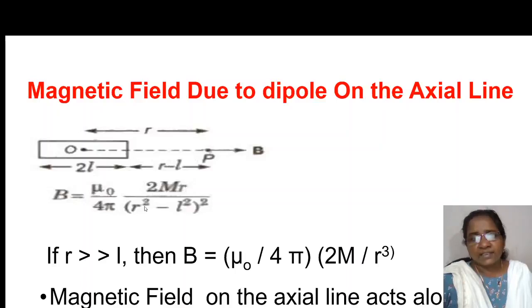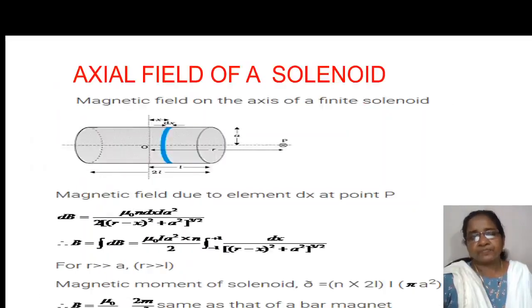1 r will be cancelled. You will get B is equal to mu 0 by 4 pi into 2m by r cube. This is the required expression. It acts along the direction of m.